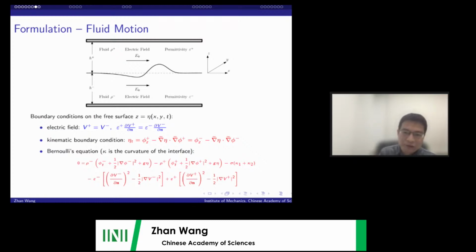Because the voltage potential is continuous throughout the system, the tangential derivative of the voltage potential is continuous across the interface. But these 2 fluids have different permittivities, so the normal derivative of the voltage potential is discontinuous when the system is perturbed. However, in contrast, for the flow field, the normal velocity is continuous because of the kinematic boundary condition, but the tangential velocity is discontinuous across the interface. So they are quite different.